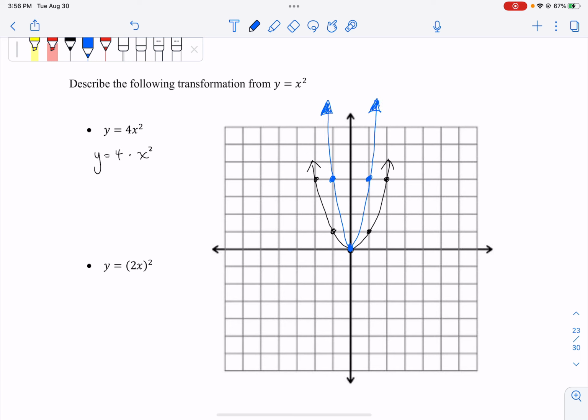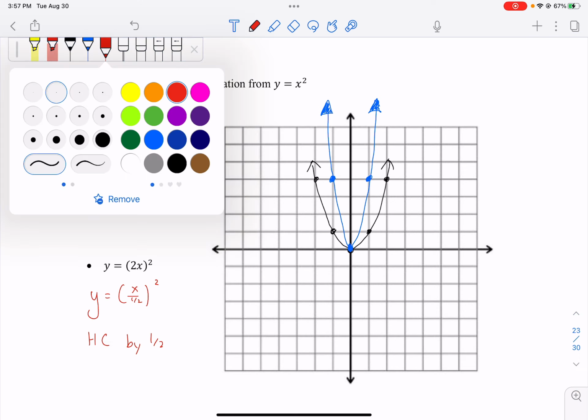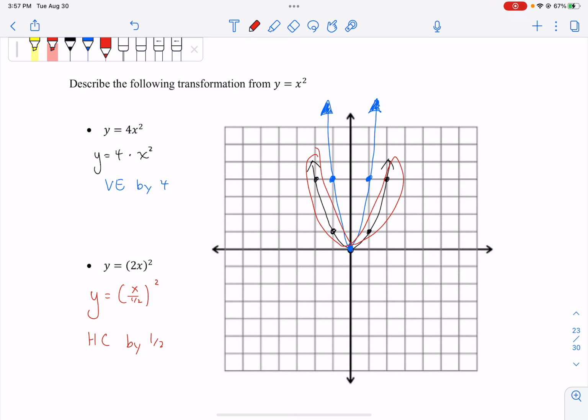Okay? But I want you to notice something over here, because you said this is a vertical expansion by 4. If we look here, okay, y is equal to x over half squared. This is a horizontal compression by half. So the black is our original, and we times all the x values by half. There, here, here, and here. And what you notice is that a vertical expansion by 4 and the horizontal compression by half are the same thing.